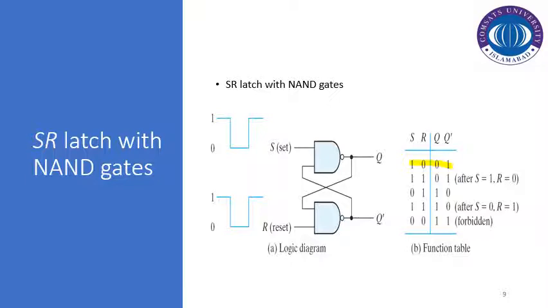Same is the case with the same inputs. If we apply 1 1 here at any time instant, the latch is considered to be in the no operation state, whereas 0 0 triggers the latch into the forbidden state, which we can verify by applying these combinations of inputs at any time instant to this logic diagram. I hope the functionality of the SR latch with NAND gates is also clear to you.